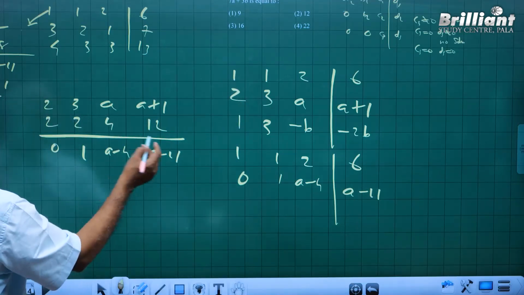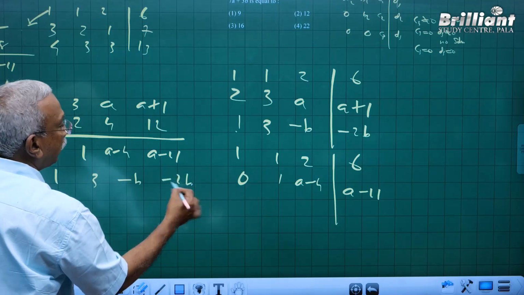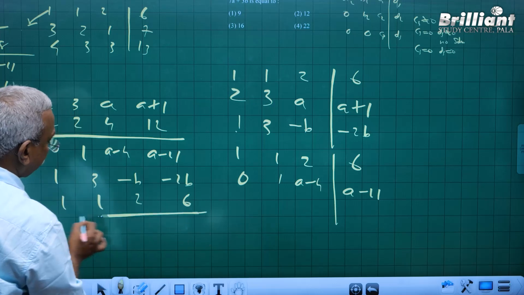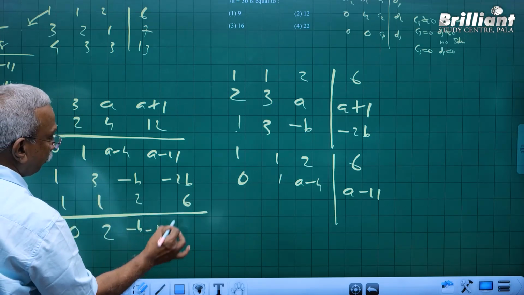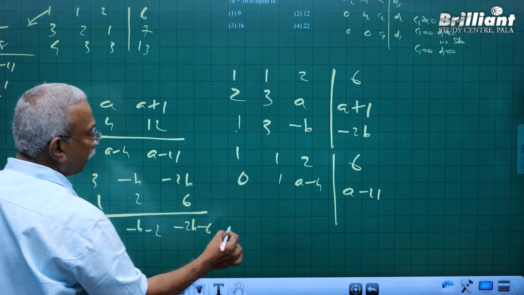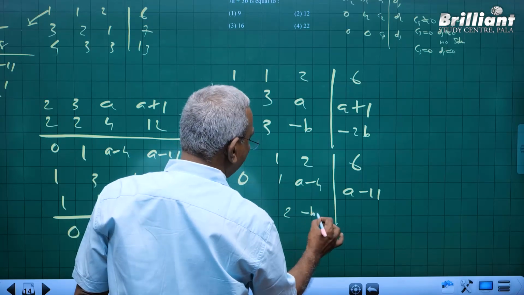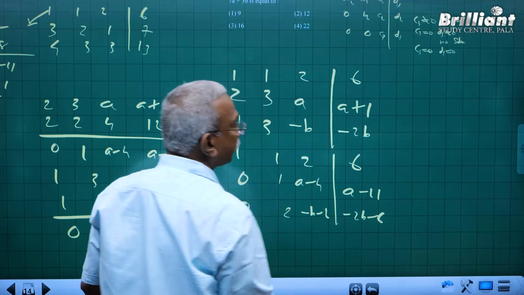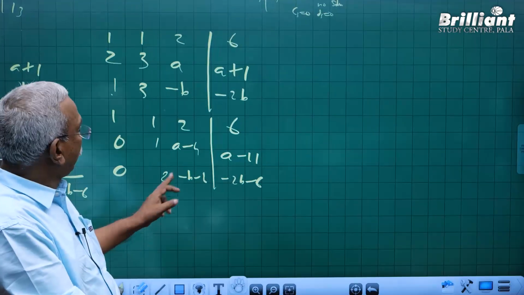Now you come to this one becoming 0. That is 1, 3, minus b, minus 2b, and below 1, 1, 2 and 6. Then you can see 0, 2, minus b, minus 2 and minus 2b, minus 6. So here we can write 0, 2, minus b, minus 2 and minus 2b, minus 6. So this is the first stage.